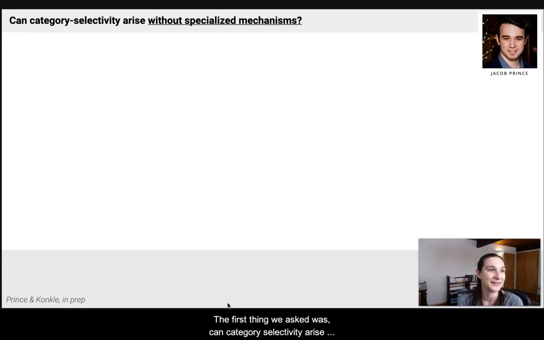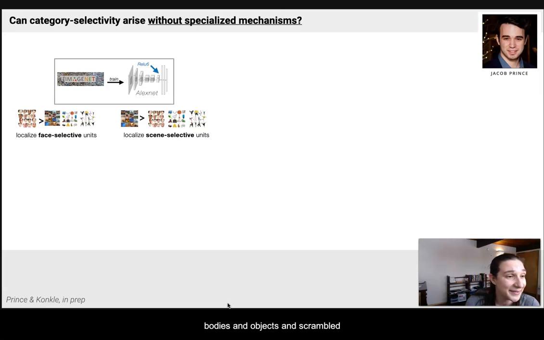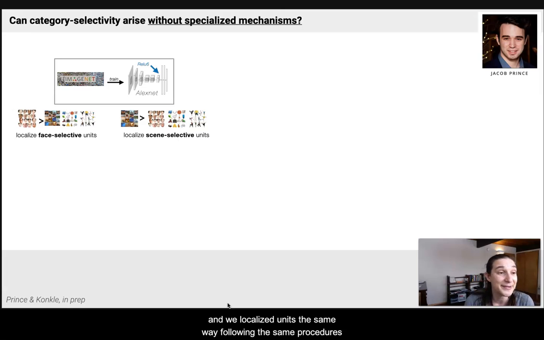The first thing we asked was, can category selectivity arise without specialized mechanisms? So we took an AlexNet trained on ImageNet, and we basically did deep net fMRI. We showed it the localizer images of faces and scenes and bodies and objects and scrambled, and localized units the same way, following the same procedures.